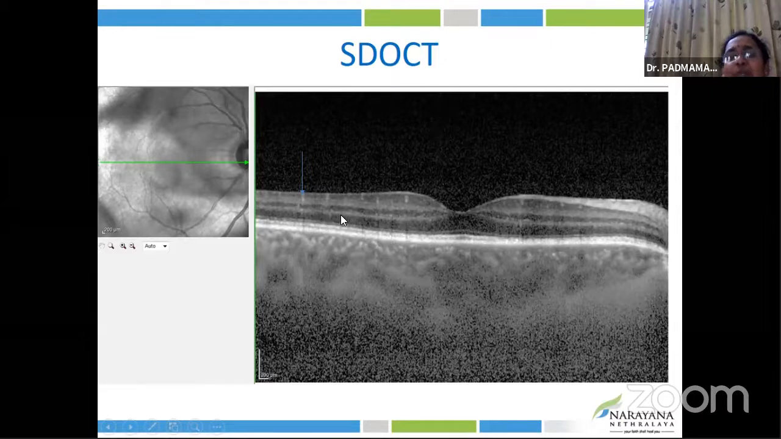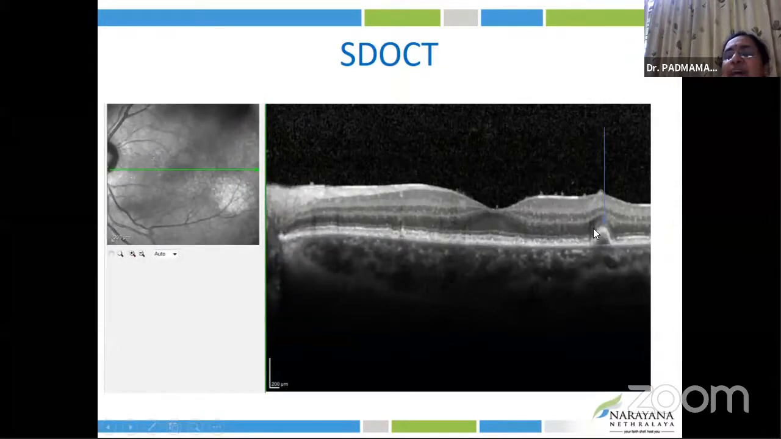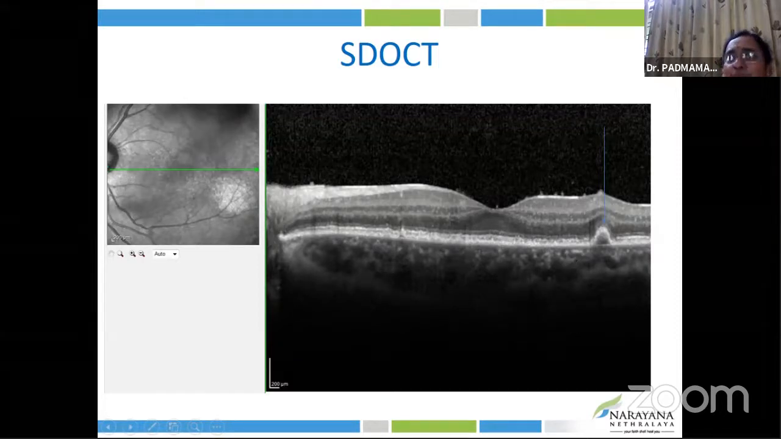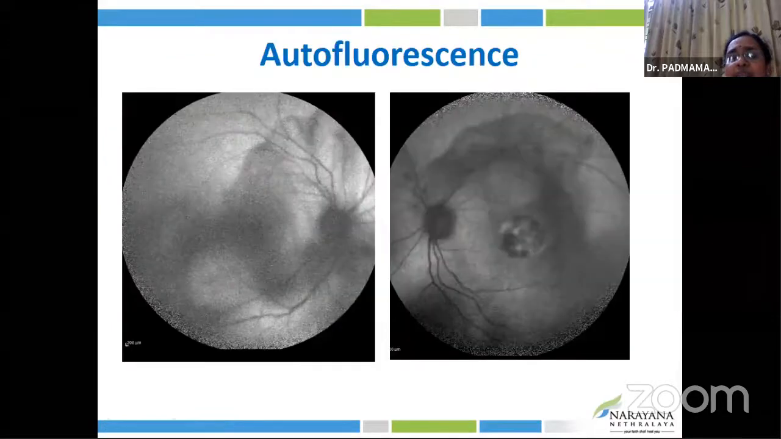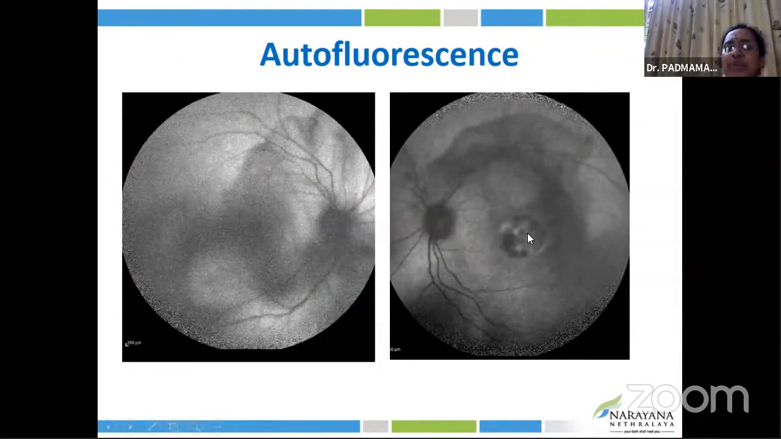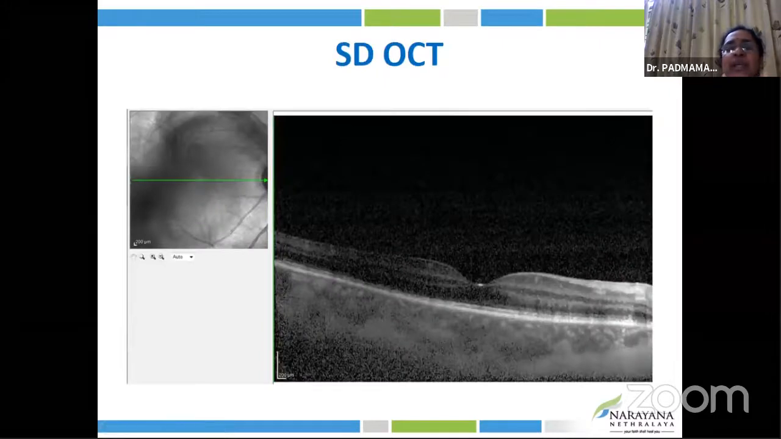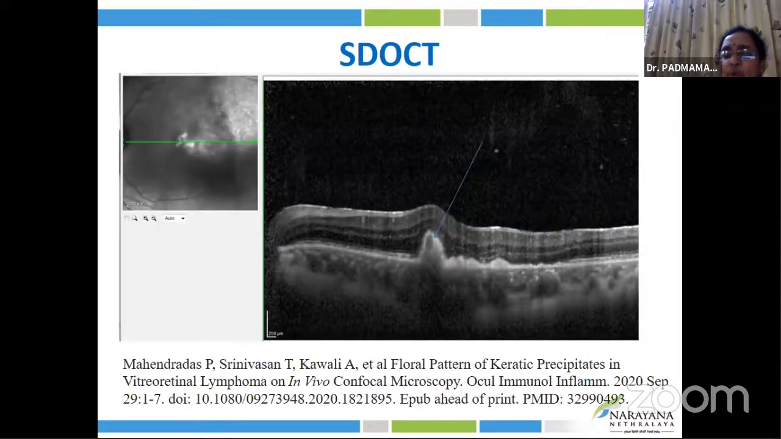This is one of the earliest biomarkers for intraocular lymphoma. In addition to that, you could see the sub-RPE deposits. This is again a classical biomarker that we see in case of intraocular lymphoma. The first biopsy, vitreous biopsy, was negative, and subsequently the lesions started increasing, and the repeat biopsy confirmed it to be an intraocular lymphoma. Autofluorescence shows early hypo with hyperautofluorescent lesions in the left eye. And during the follow-up, we could see the increase in the sub-RPE deposits. And subsequently, the patient was started on intravitreal and systemic chemotherapy.